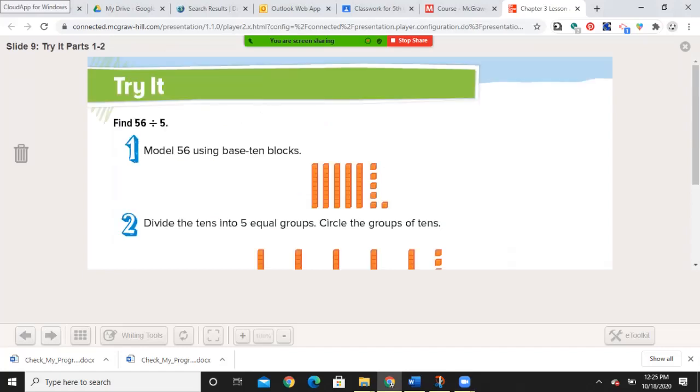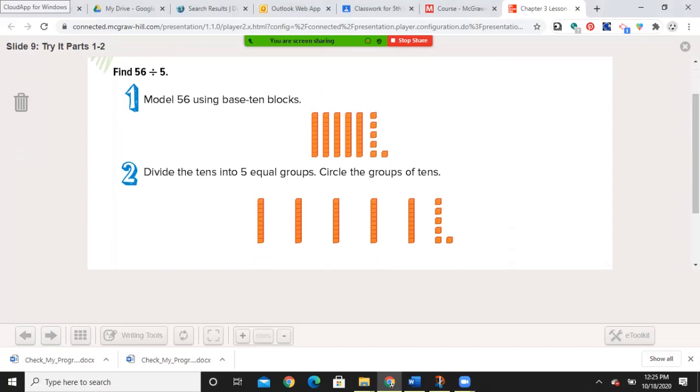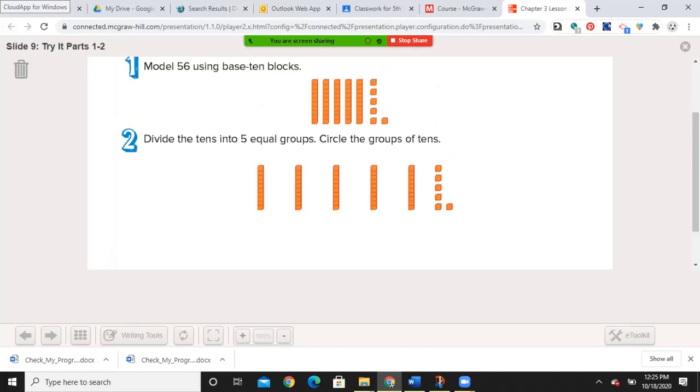All right, let's go ahead and try it with this one. 56 divided by 5. So we divide the base 10 blocks into 5 equal groups. And you see how they divided this out on step 2: 1, 2, 3, 4, 5. And there are 6 ones left over.